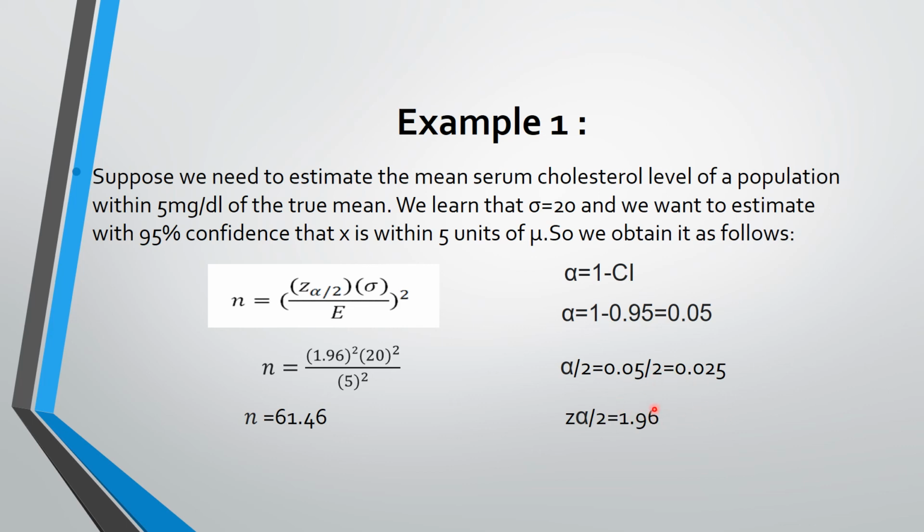Z alpha by 2 is basically a single value called the critical value at the given level of significance, and we will take this value from the Z table. So we will put these values in the formula for the population mean. That is, z alpha by 2 is 1.96, and we will do the square of this, and population standard deviation is 20. We will do the square of this, and then E is the margin of error. Margin of error is 5%, which will be equal to 0.05. So we will do the square of this, and our resulting sample size would be 61.46.